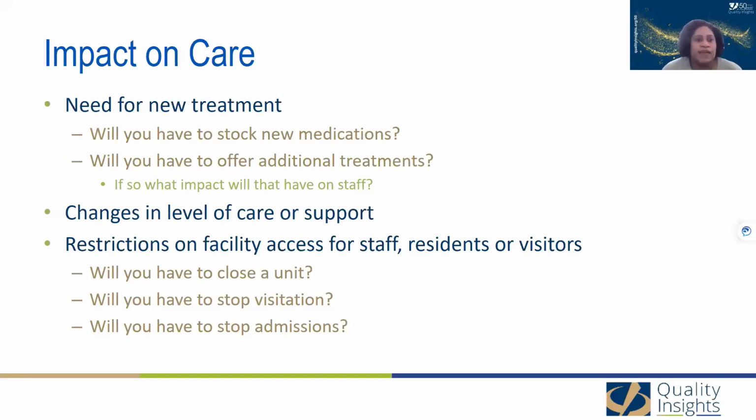We look at the changes in level of care or support, and also restrictions to facility access for staff, residents, or visitors. We may have to close down a unit. If this happens, will you have to stop visitation? Will you have to stop admissions? These are all things you want to look at.